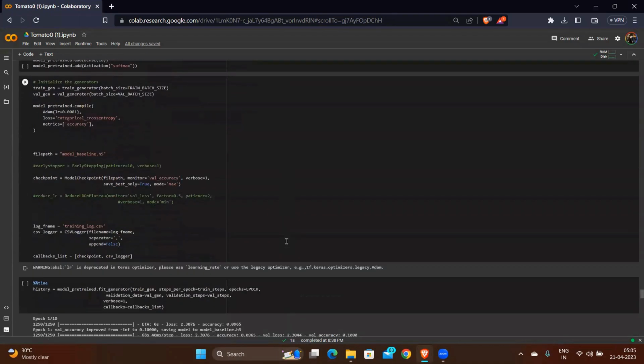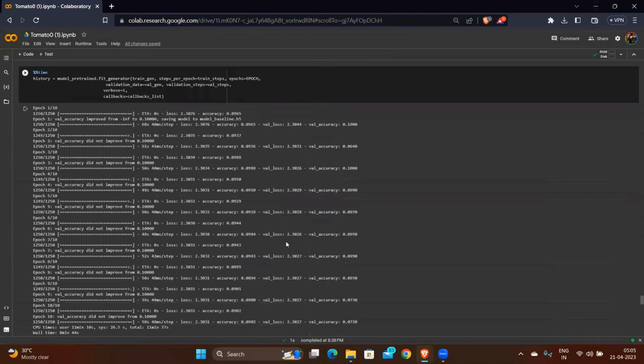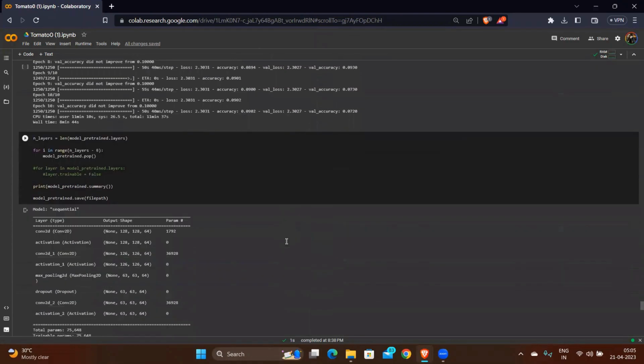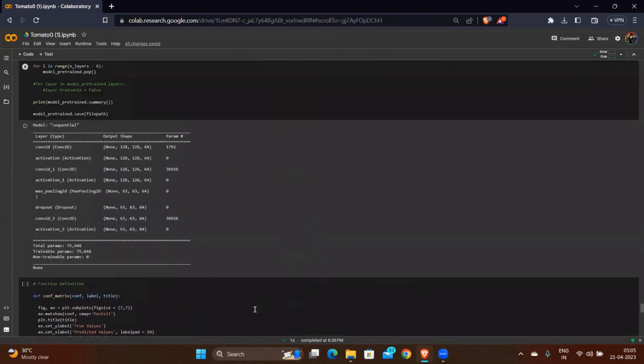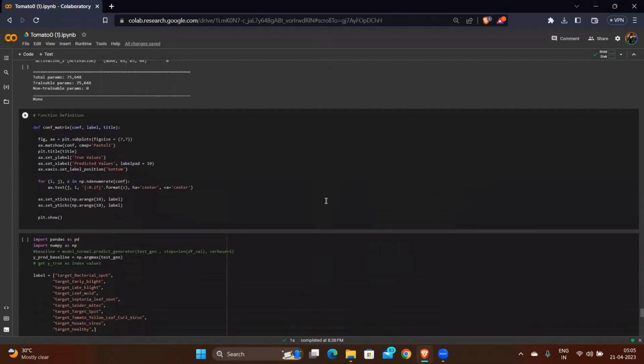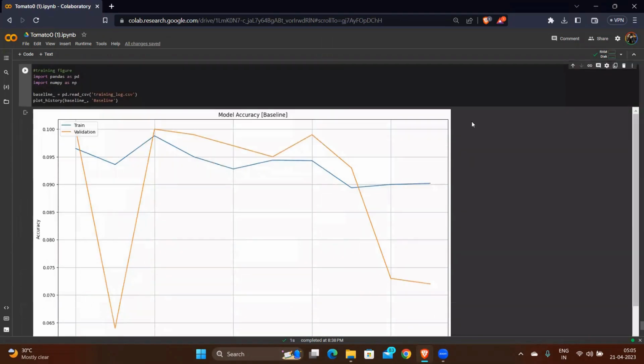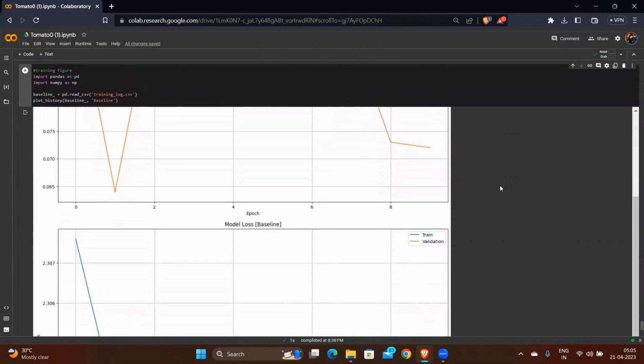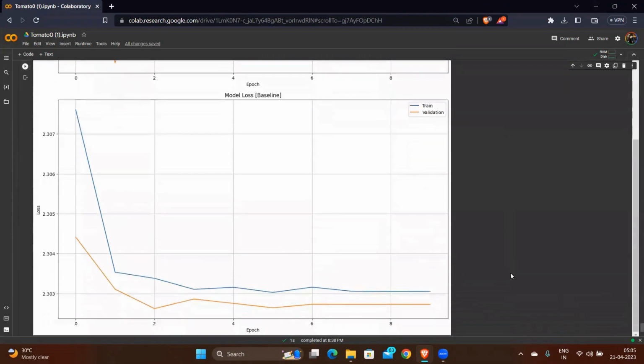And then these are the various epochs used, and these are the various parameters and the total parameters and the trainable and non-trainable parameters we got. And moving on to the result, this is the final result for which we got 99.2% accuracy, and this is the model loss.